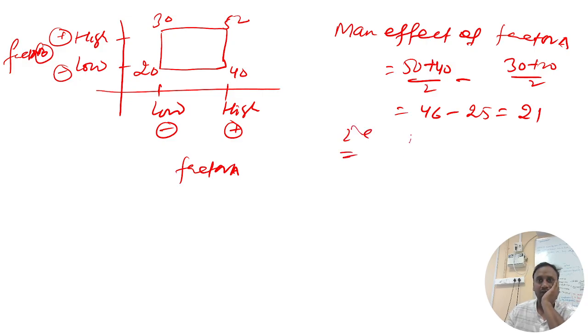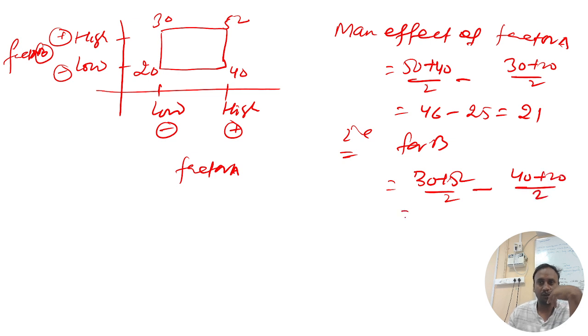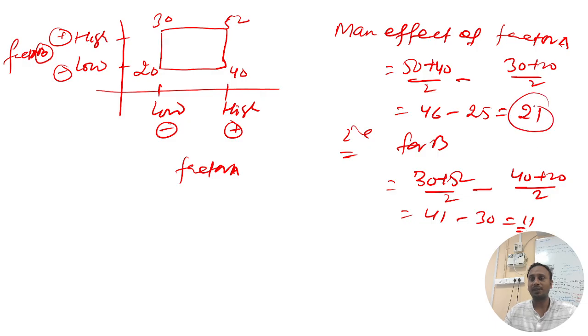Similarly, for B, it is 30 plus 52 by 2 minus 40 plus 20 by 2. How much did it come? 41 minus 30, it's 11. So we can see there is not much difference. It's only increasing. There is a parallel difference. They increase parallelly, so they will not cut anywhere.